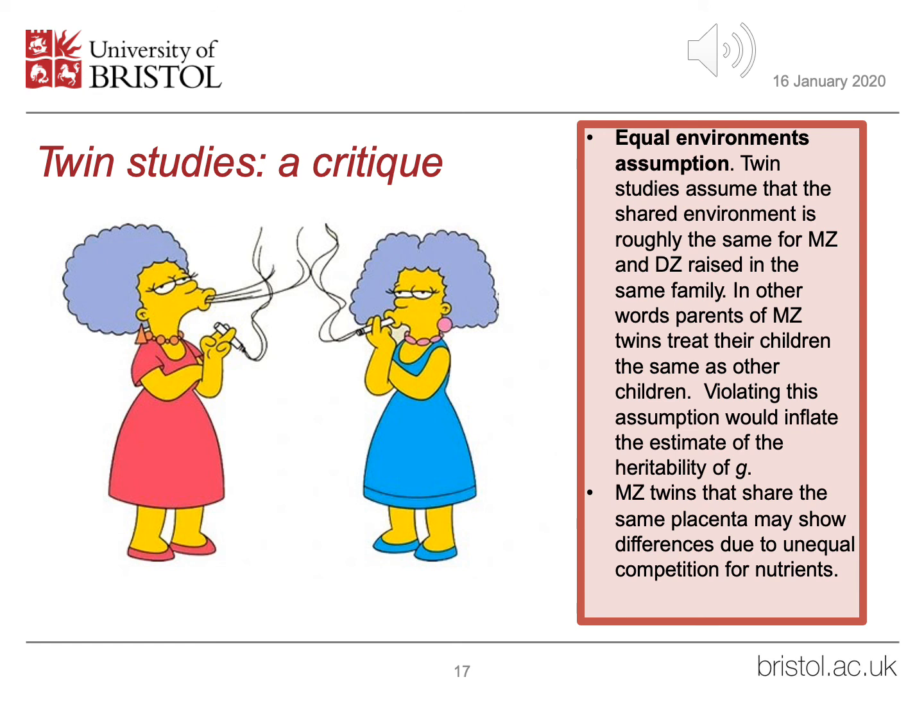It is important to realise that all twin studies make a number of assumptions. Twin studies assume that the shared environment is roughly the same for MZ and DZ children raised in the same family. In other words, parents of MZ twins treat their children the same as any other children. It also assumes that twins share a common environment in the development in their mother's uterus. Violating these assumptions inflates the estimate of the heritability of G.